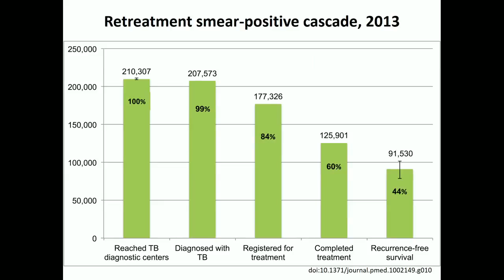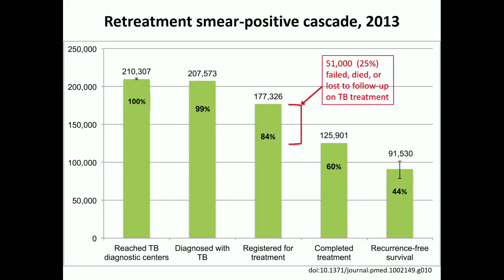For retreatment smear-positive patients, about 51,000 failed, died, or were lost to follow-up on treatment, and about 34,000 experienced TB relapse or death. And these are the two biggest gaps for this form of TB. They suggest underlying problems either in treatment adherence or in diagnosis, such that there may be drug-resistant cases who are experiencing very high relapse rates.